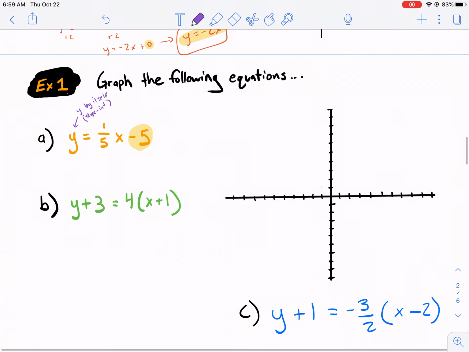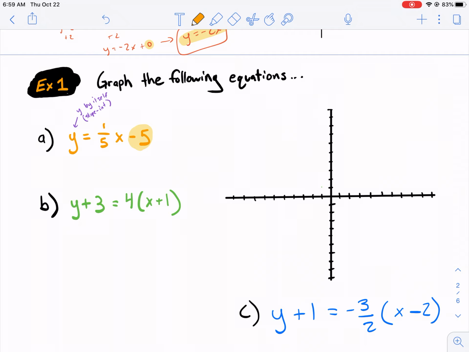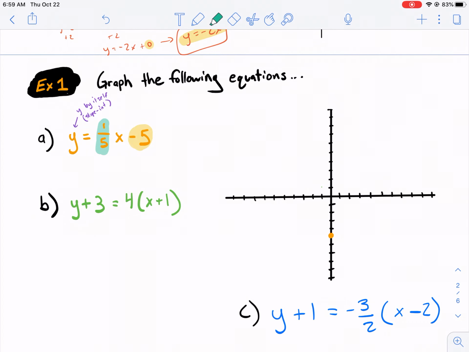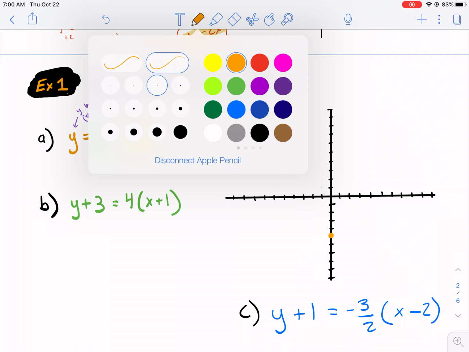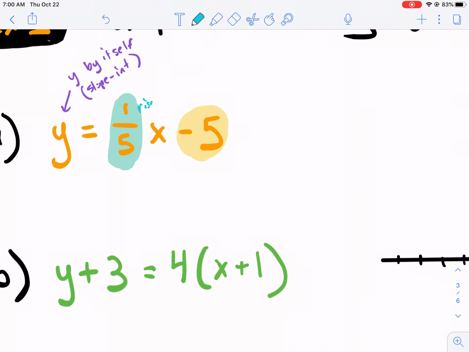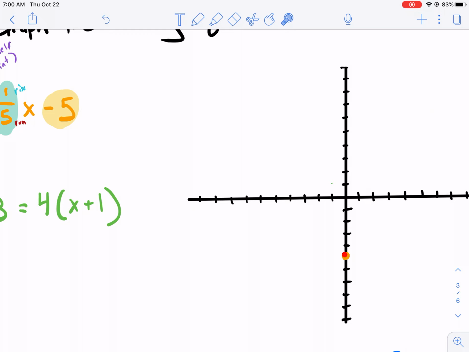So I'm going to start there with this orange guy. Orange. So 1, 2, 3, 4, 5, -5. And then my slope is this guy, 1 over 5. So 1 over 5, my rise is going to be 1, and my run is going to be 5. So I rise 1 from the y-intercept, and then I run 5.